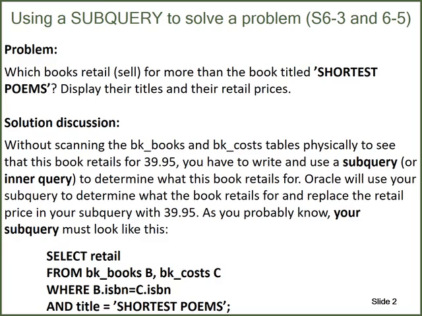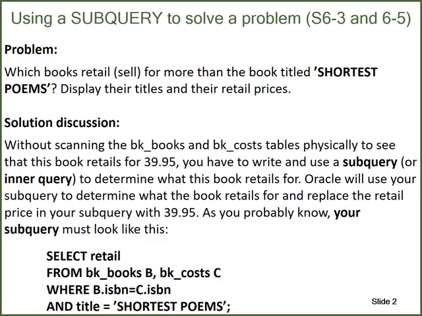Without scanning the BK Books and BK Cost tables physically to see that this book retails for $39.95, you have to write and use a subquery or an inner query to determine what this book retails for. The question says, which books retail for more than the book titled Shortest Poems? But the problem is, we don't know what the retail price for Shortest Poems is.